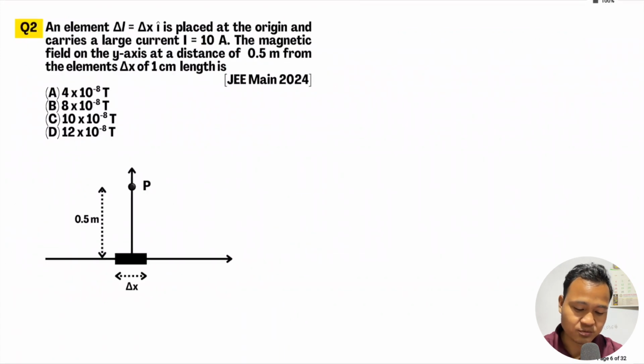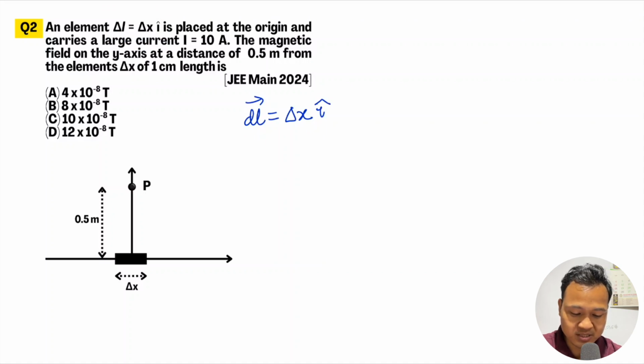Then next you have one more. You will have one exact question in the NCERT solved example, so yeah, they have given you dl. So dl is given. I'll just write it here: delta x i cap.